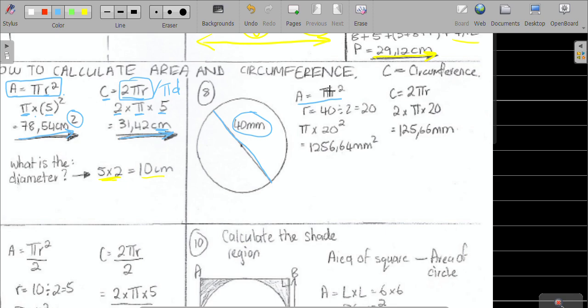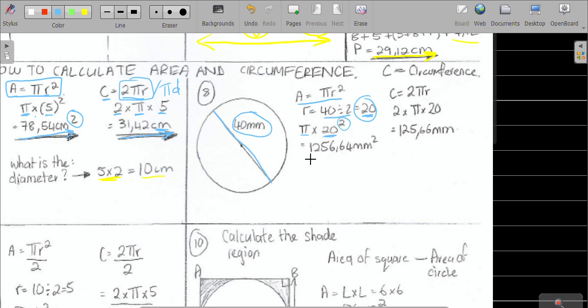So the area equals pi times the radius squared. Okay, so your radius, I said we need to calculate the radius. It's not going to be 40, that's the diameter, but it's going to be 40 divided by 2, and that's going to give me 20. So we substitute this answer into our formula. So it's going to be pi times 20, that's the radius, and then squared.